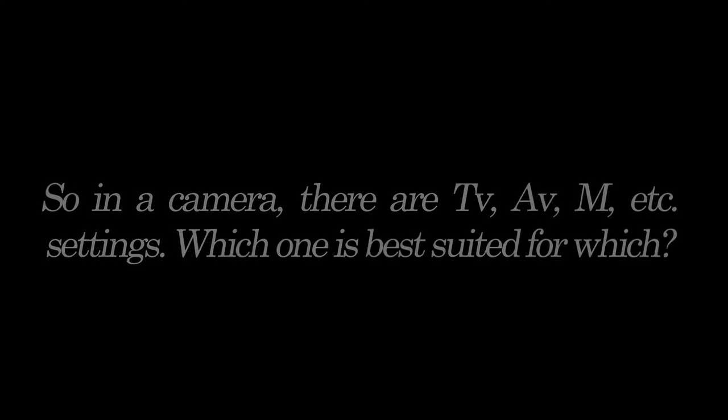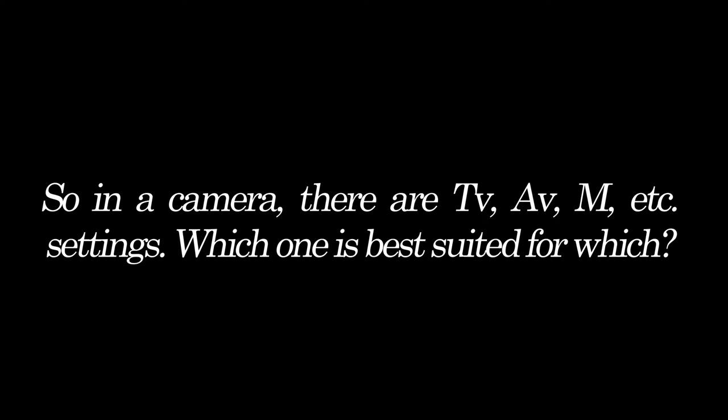Okay, so for our last question, I saved this one for the last because I think this is the best question. And she asked, so in a camera, there are TV, AV, M, etc. settings. Which one is best suited for which? So we have TV, which stands for time value. This is where you're focused on the shutter speed, meaning once you set the shutter speed, your camera will do the rest with the ISO and the aperture, meaning the aperture and the ISO will be automatically set by your camera.